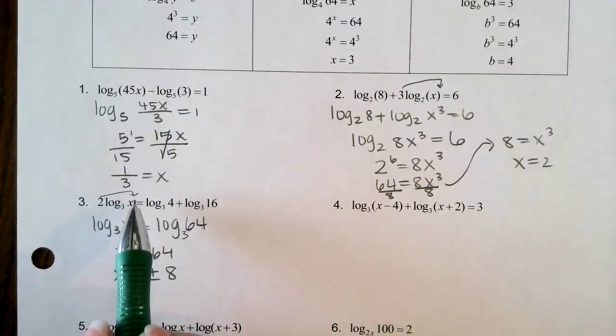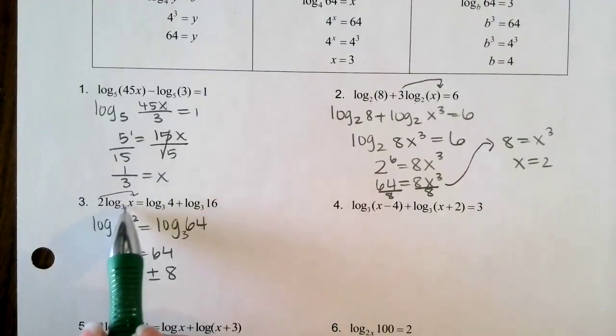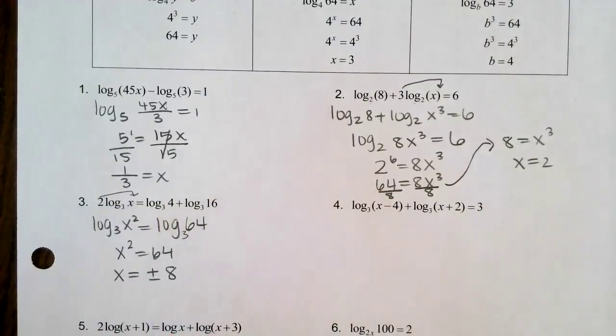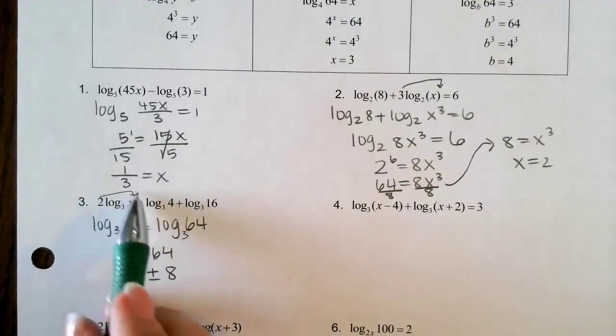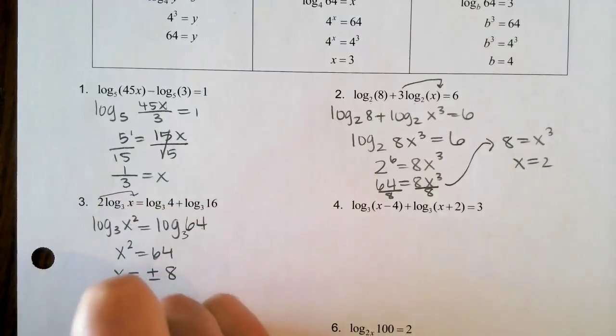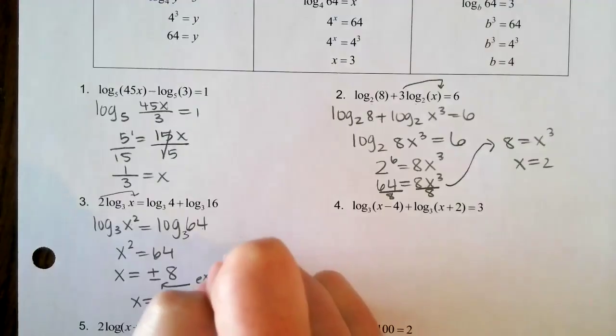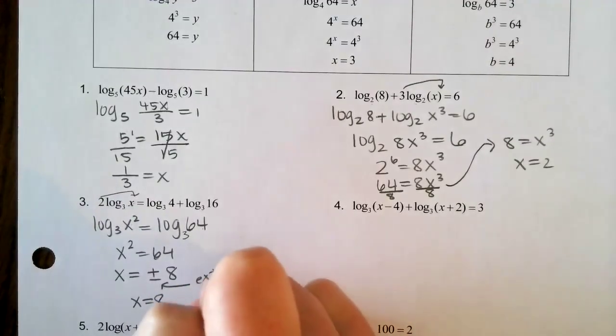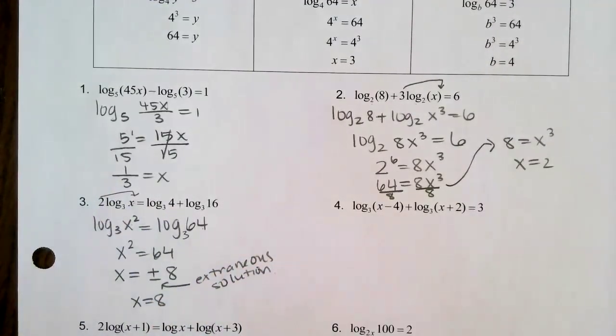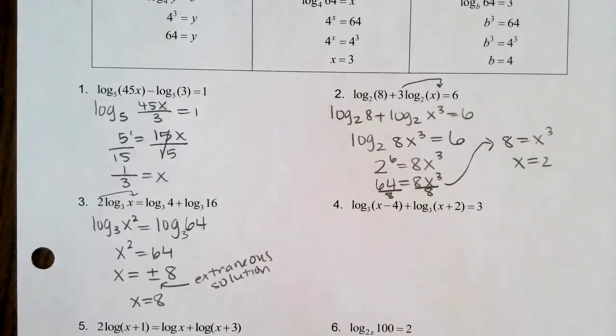In our last lesson, we learned that the base and the argument cannot be equal to 0 or be negative. So when I plug in a -8 right here, it makes this part undefined. So my only solution would be 8. That negative would be an extraneous solution. Make sure you go back and look at those because you don't want to lose points for that.